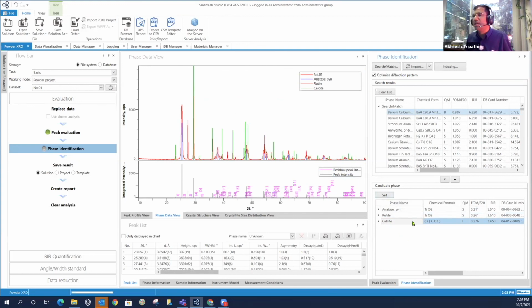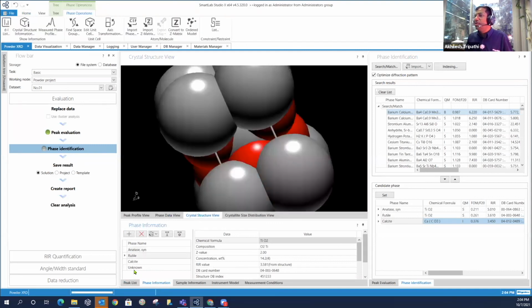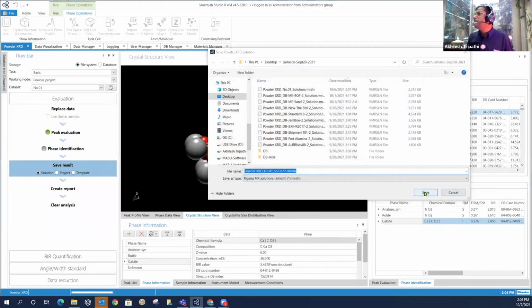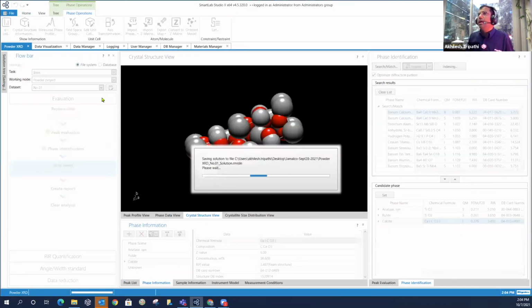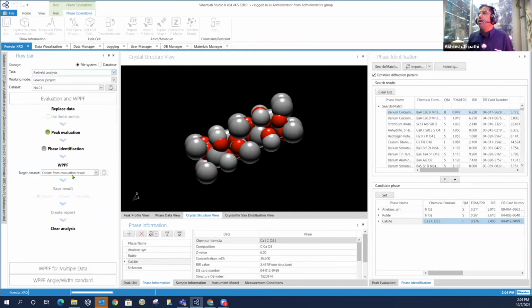So as users, the answer does not always come that straightforward. Sometimes you have to bring in some entry. Sometimes you have to decide, no, this is not my phase. But once you think all the phases that you were expecting are found, you can pretty much hit set. And then you have the information. Their crystal structures are here, which we talked about in general. And then we can save these results. And then we can easily go to the other part of the program.